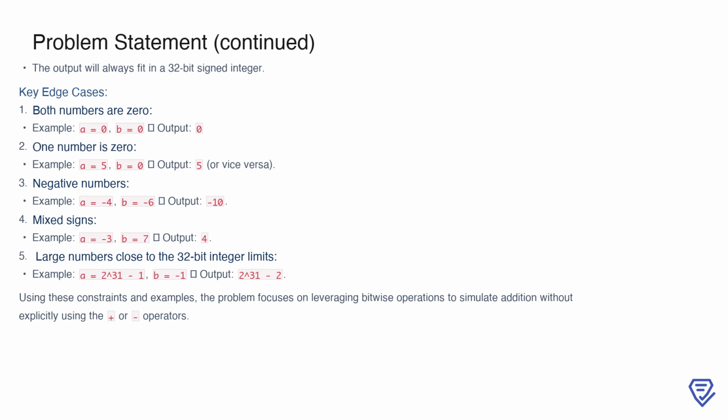For negative numbers, like a equals -4 and b equals -6, the result is -10. With mixed signs, such as a equals -3 and b equals 7, the result is 4. Finally, for large numbers near the 32-bit integer limits, such as a equals 2 to the power of 31 - 1 and b equals -1, the output is 2 to the power of 31 - 2. These scenarios highlight the robustness of the bitwise approach for handling a variety of inputs within the specified constraints.